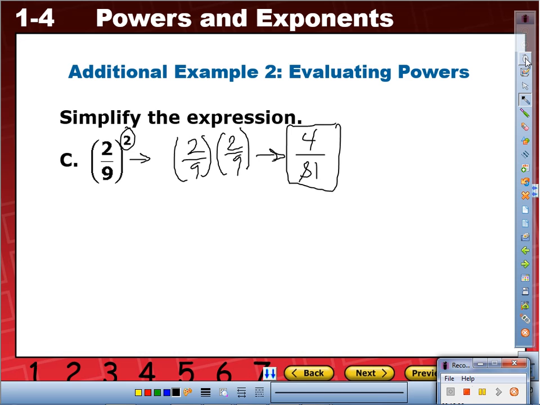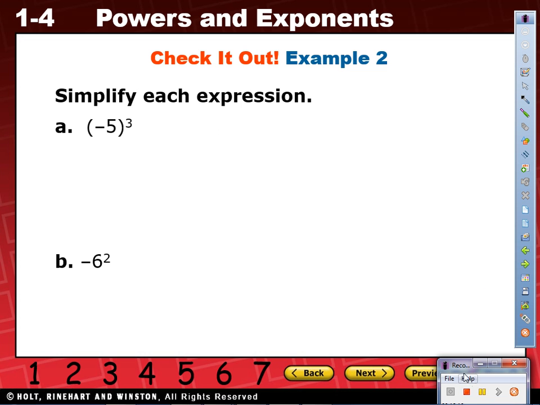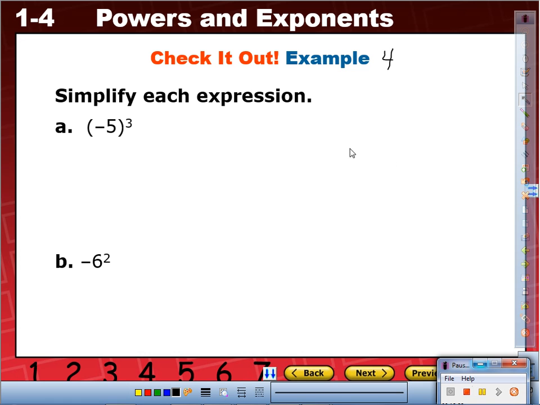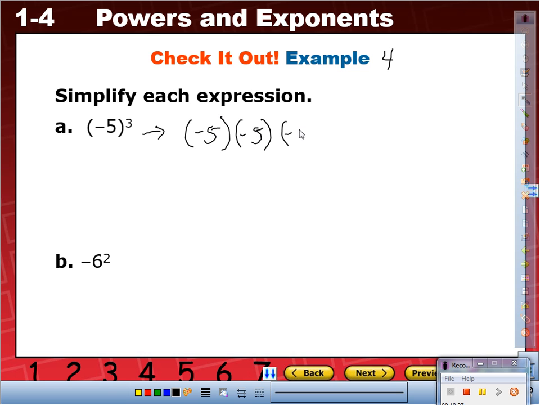Okay. So far so good? Okay, let's do a couple more. Here we go. Example 4. Example 4, for A and B. So this is parentheses negative 5 to the third power, and this is negative 6 squared. See what you get. Go. All right, here we go. So for this one, you should have written negative 5 times negative 5 times negative 5. So this became negative times a negative is a positive times a negative. This is a negative 125.